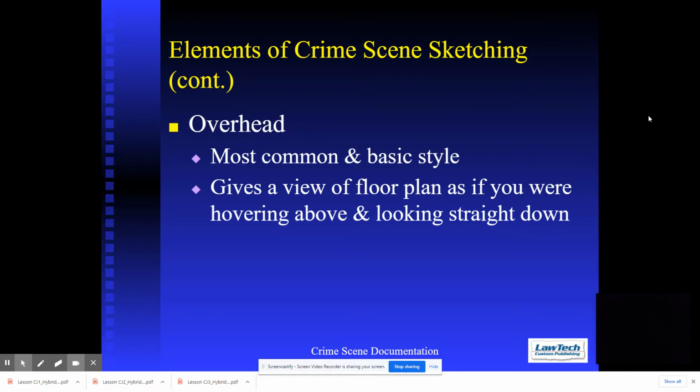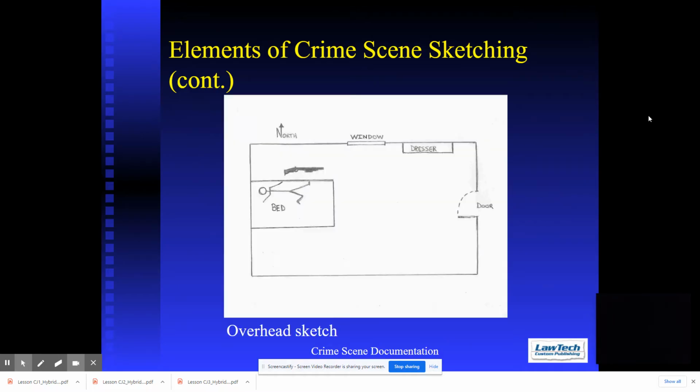And there's lots and lots of cool camera rigs now that will let you take overhead views. You can even use drone technology to get a nice overhead photograph. But these are going to be overhead sketches that are going to give you an idea of what the floor plan looks like if you were floating above the room or above the crime scene.